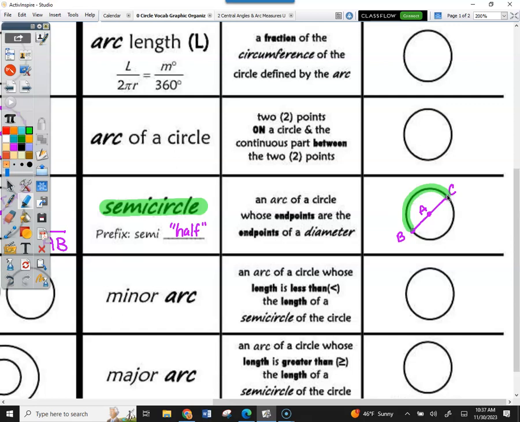And because it is connecting on that diameter, B all the way to C, it's half the circle, so it's called a semicircle. Now there is another one there, but I don't want to highlight it because I said it would highlight the whole circle. So there's two semicircles here. Now let's see if you know the math behind it.